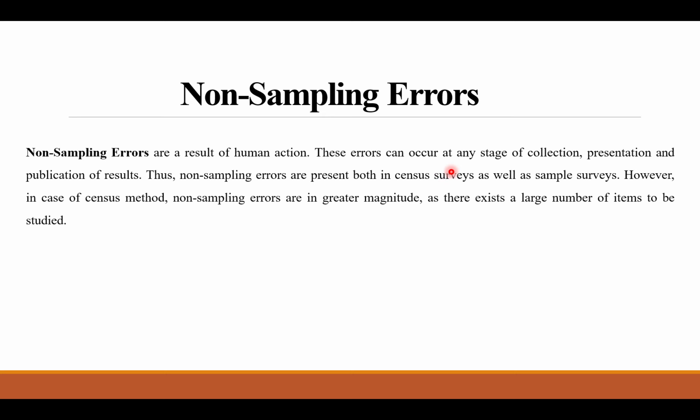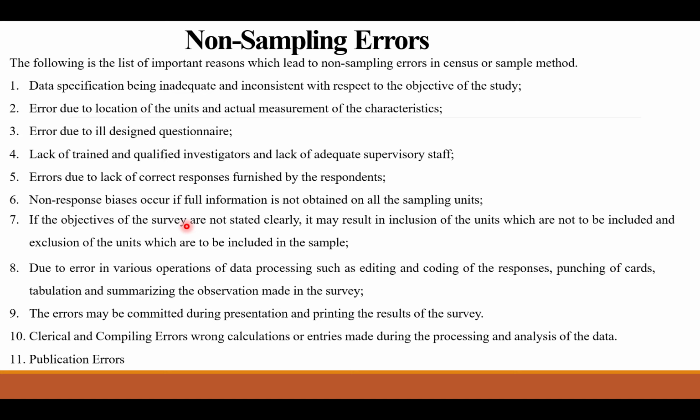The non-sampling errors are the result of human action. These errors can occur at any stage of collection, presentation, and publication of the result. Thus, non-sampling errors are present both in census survey as well as sample survey. However, in the case of the census method, non-sampling errors are of greater magnitude as there exists a large number of items to be studied. So there can be an error that occurs at any stage of collection, presentation, and publication of the result.